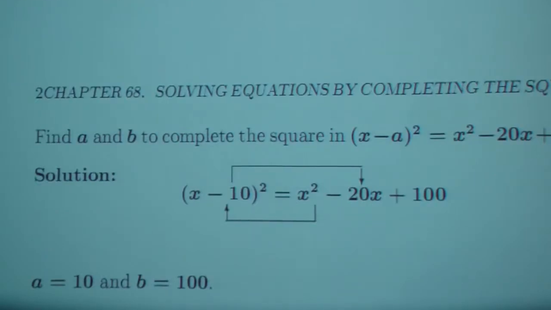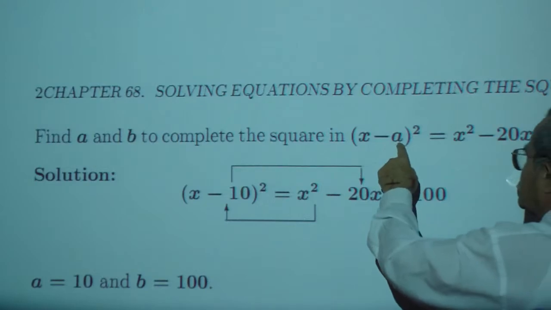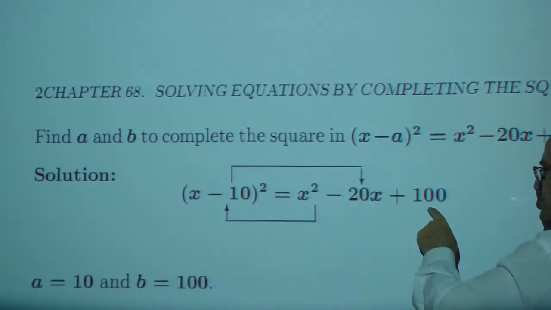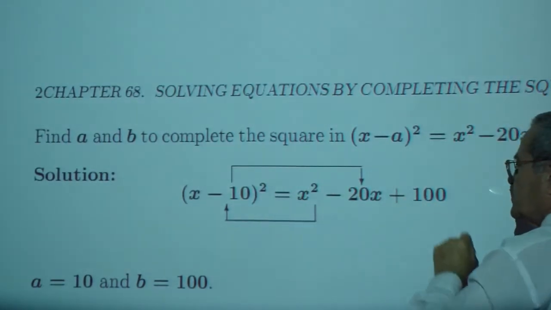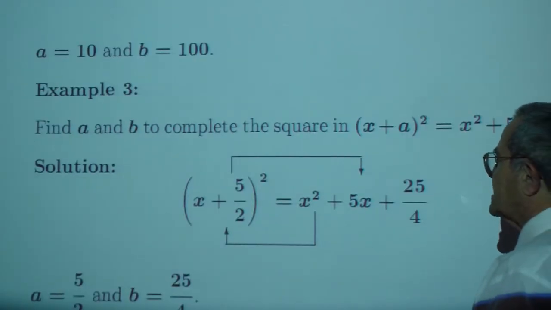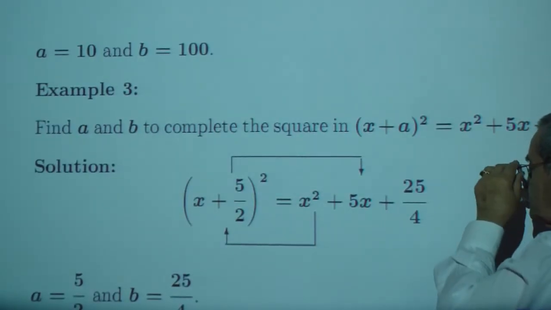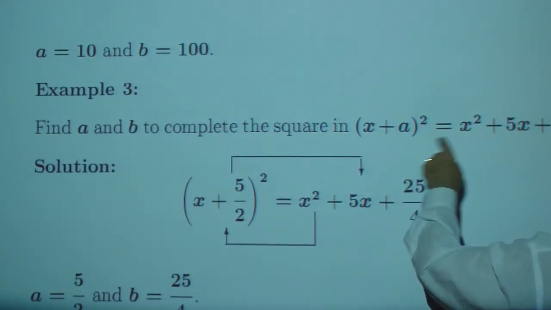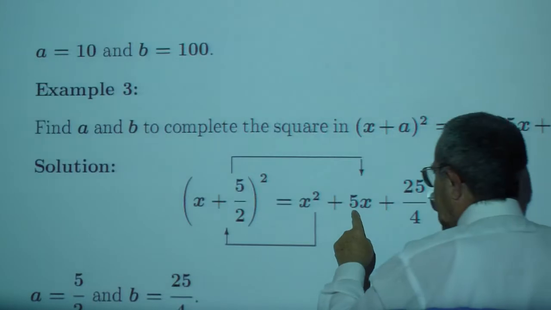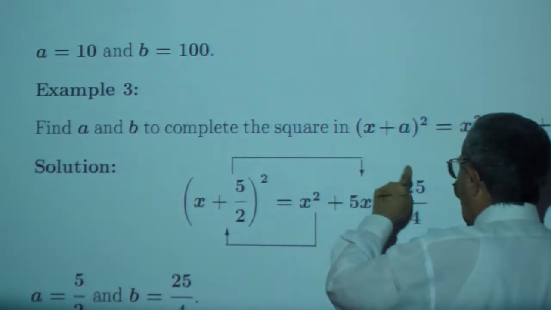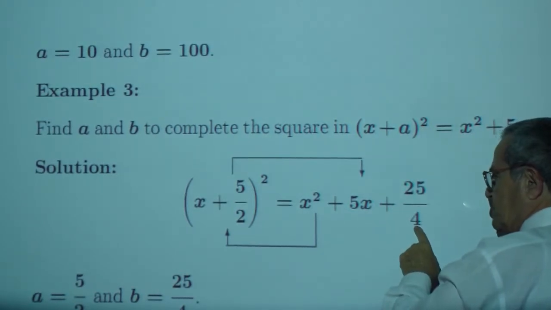Example 2. Find a and b. 1/2 of 20 is 10. That's 10. And then 10 squared is 100. So a is 10 and b is 100. Minus, minus. Example 3. You wanted to complete the square. Find the a and the b. 1/2 of the coefficient of x is 5/2. 5/2 quantity squared is your b.